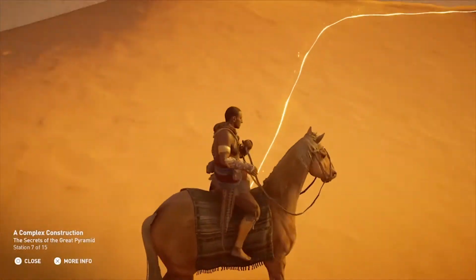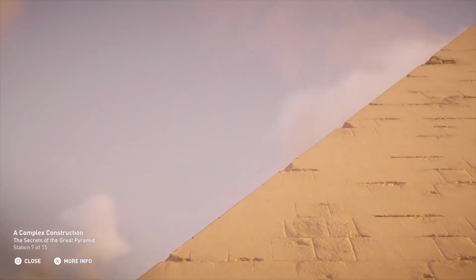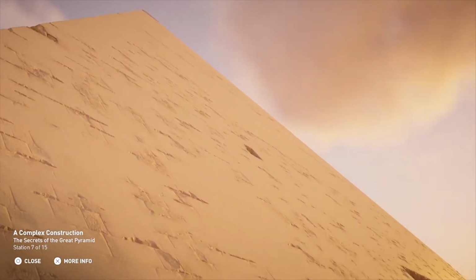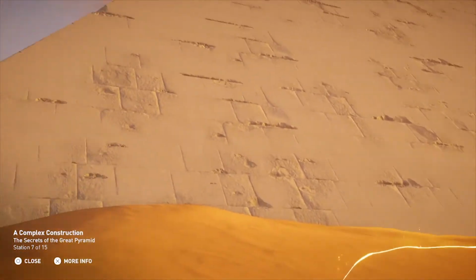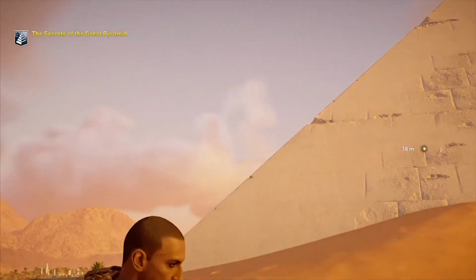In order to achieve the shape of a true pyramid, the design required many considerations in the planning phases as well as precision during execution. It was especially critical that they control the angle of inclination on all sides at every stage of construction.